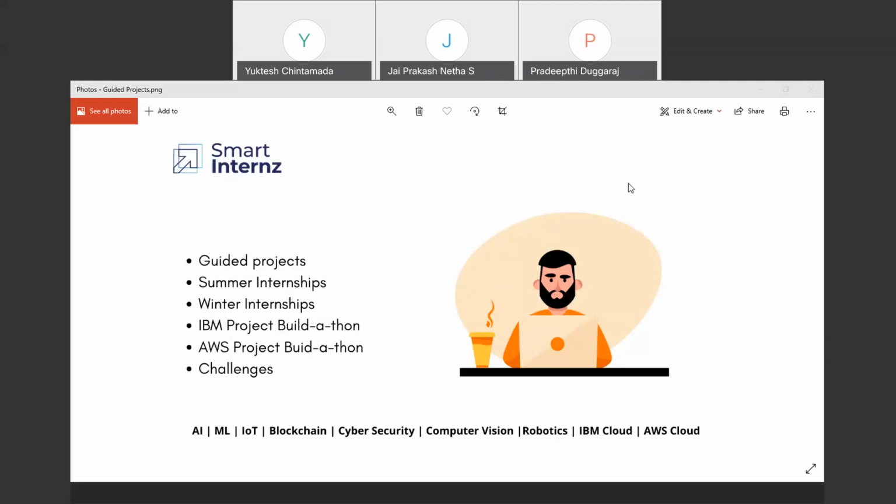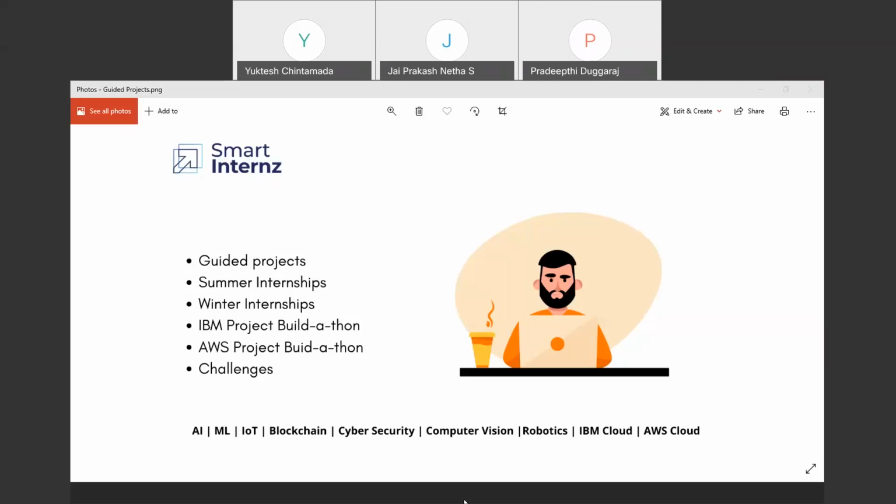Once you are on the Smart Interns platform, you'll be able to get into different programs of ours, like graded projects. We do summer internship programs on a very large scale. This year, 2020, even though there was a lockdown and a complete pandemic, we successfully completed remote summer internship programs for 6,000 plus students all over India and from other countries as well. We do winter internship programs and different buildathons. IBM buildathon and AWS buildathon are ongoing programs available on the platform. I'll show you. And we organize challenges, offline or online. Challenges are coding challenges on technologies like AI, ML, IoT, cybersecurity, blockchain, etc.